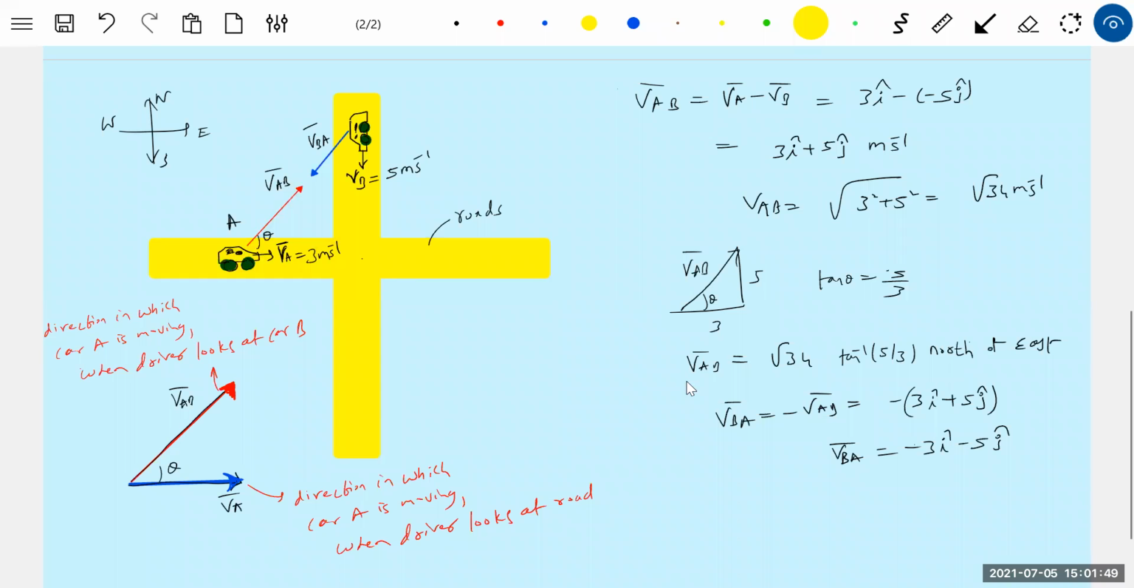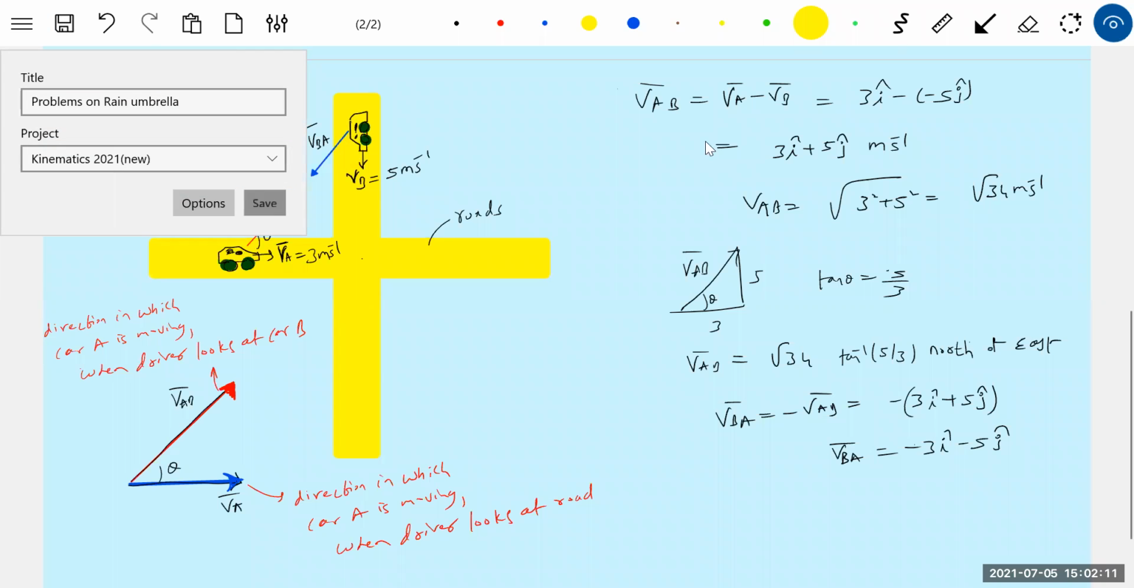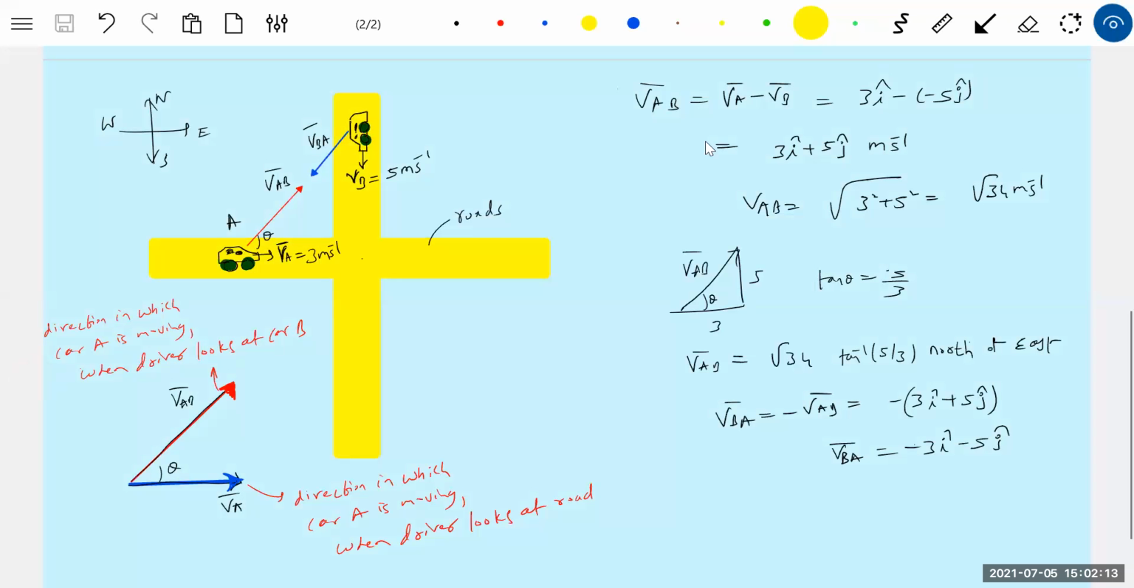Rahul, did you get my point? Yes, sir. That's the meaning: when car A moves along VAB bar with a speed VAB bar, then it will appear at rest. That we will do in the next coming topics. So what is this VAB? VAB, what you should call the speed of car A with respect to car B.